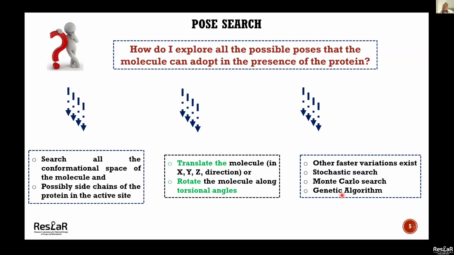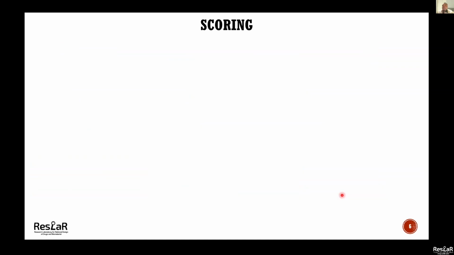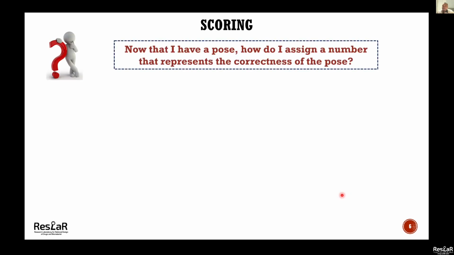Now, that assumption might not always be correct, but it is safe enough to perform the docking. Now, when we have decided the pose and we have taken the poses of this molecule and then fit them in the active sites of the molecule, the next question becomes, how do I assign a number that represents the correctness of a pose? So if I generated 60 poses and I fit each of them in the active site, how do I give numbers?